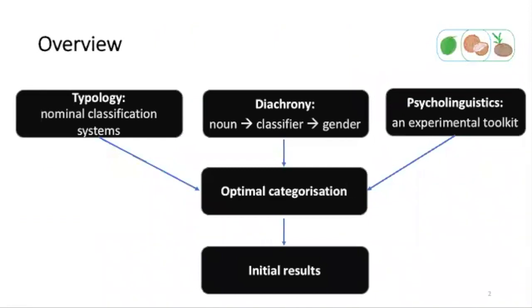The aim of our project is to bring together different strands of research from the typology of nominal classification systems, which include gender and different types of classifiers, the diachronic development of gender, which we believe can emerge from classifier systems, and psycholinguistic experiments, which can be carried out in rural communities. And we want to investigate if and how grammatical gender emerges from classifiers, and whether particular nominal classification systems are more optimal than others in terms of cognition.